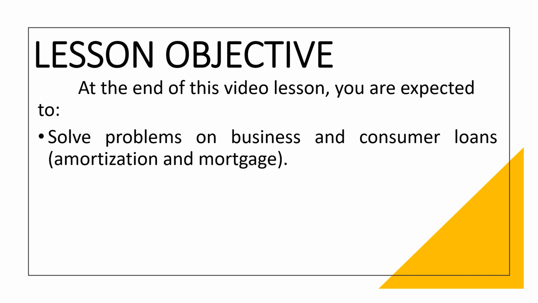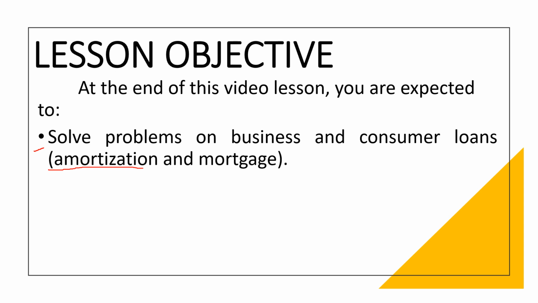Our lesson objective: at the end of this visual lesson, you are expected to solve problems on business and consumer loans, amortization, and mortgage. Amortization is the action or process by which we can reduce or pay off a debt with regular payment. So that's what we call amortization.